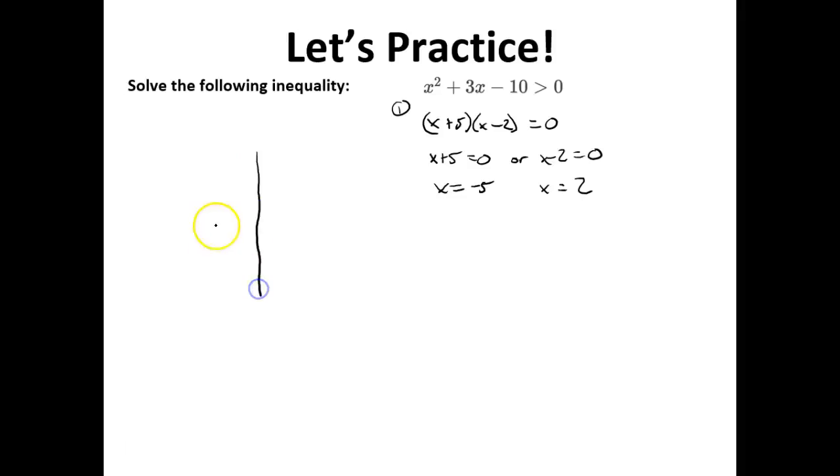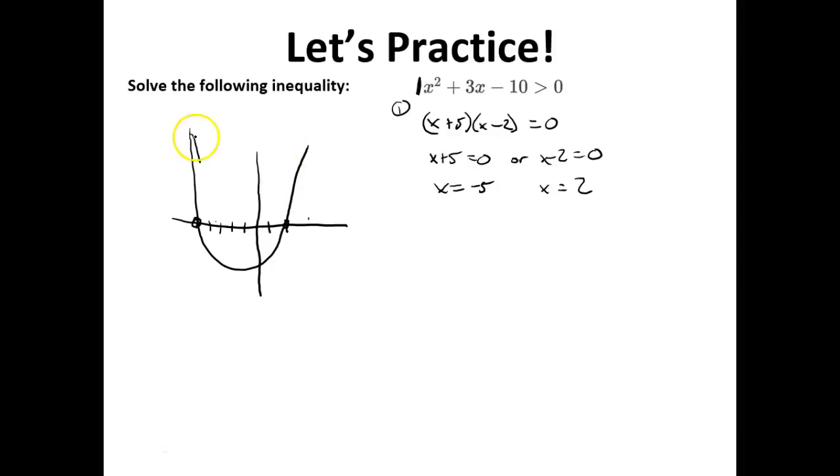So I know on the graph that at negative 5, and 2, that this function is going to have an output of 0. Well, what does this function actually look like? This is a parabola. There's a positive 1 in front of the x squared, so it's going to open up. If it opens up and it passes through those points, it's going to look something like that.